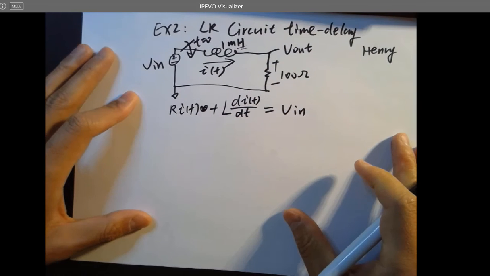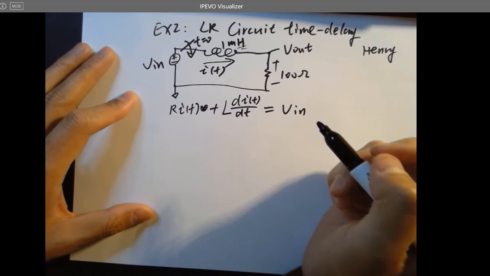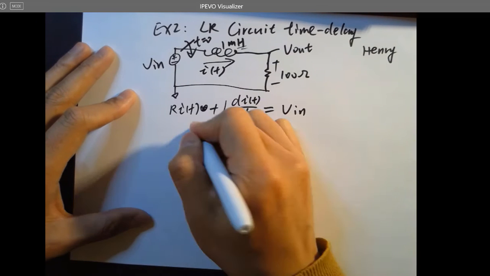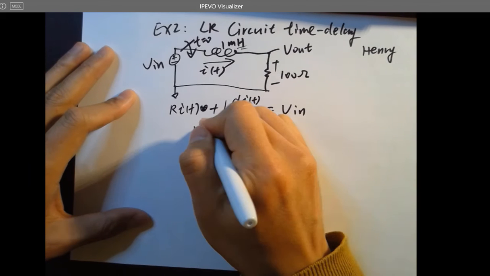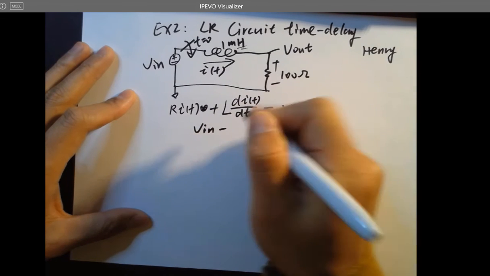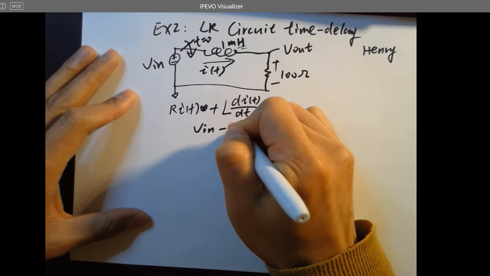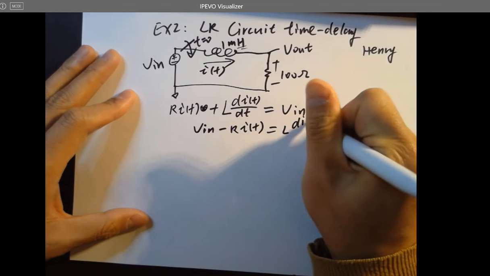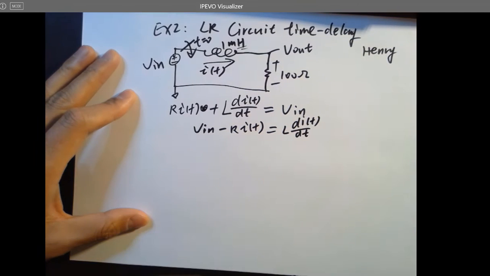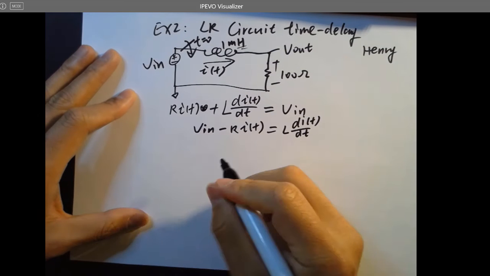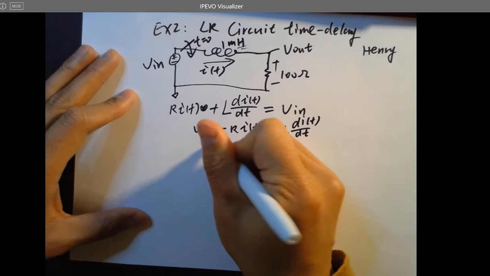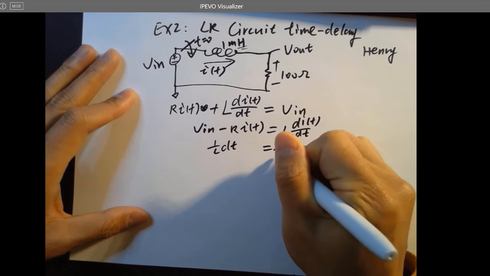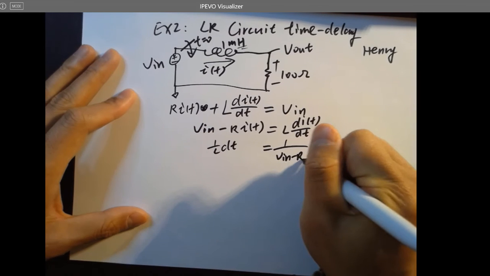in. And let's try to move it around, try to integrate it, of course, right? So we can move this to the right side. So we are getting, move everything to the left. Let's just make it look nicer. So it's going to be V in minus RI(t) equals to L dI(t)/dt. And then move L to the left, move dt to the left. So we're getting this. And it's going to be 1 over V in minus RI(t).